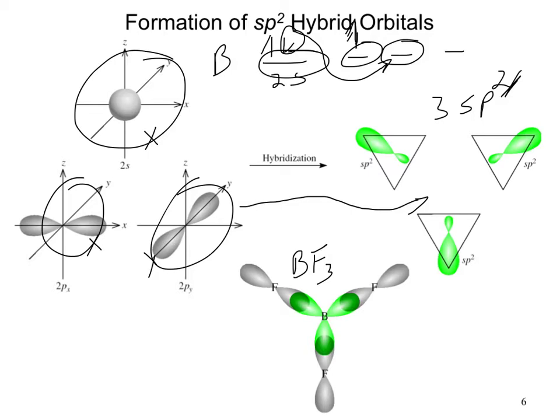Now look at the shape of these things. The directionality that this hybridization gives us is 120 degrees apart from each other, which we know, since boron trifluoride is a trigonal planar molecule. So this hybridization corresponds with the shape from the VSEPR theory.